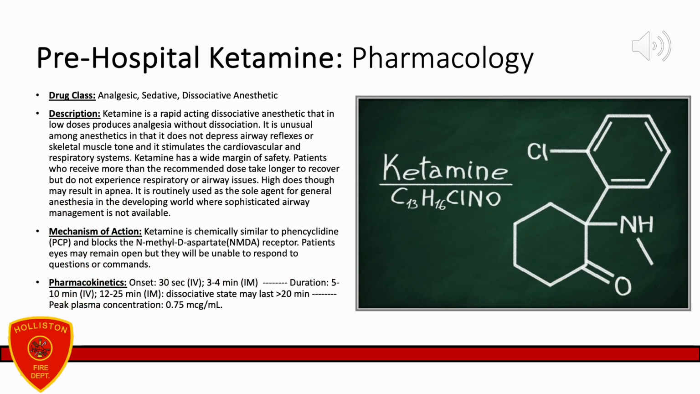So the actual pharmacology of ketamine. First off, the drug class has three distinct usages. It's analgesic for pain medication, it's a sedative for sedation, and it's a dissociative anesthetic. So it really is anesthesia when you get down to the brass tacks of it, because it's giving you both pain and sedation usages. Those three things are its actual drug classes.